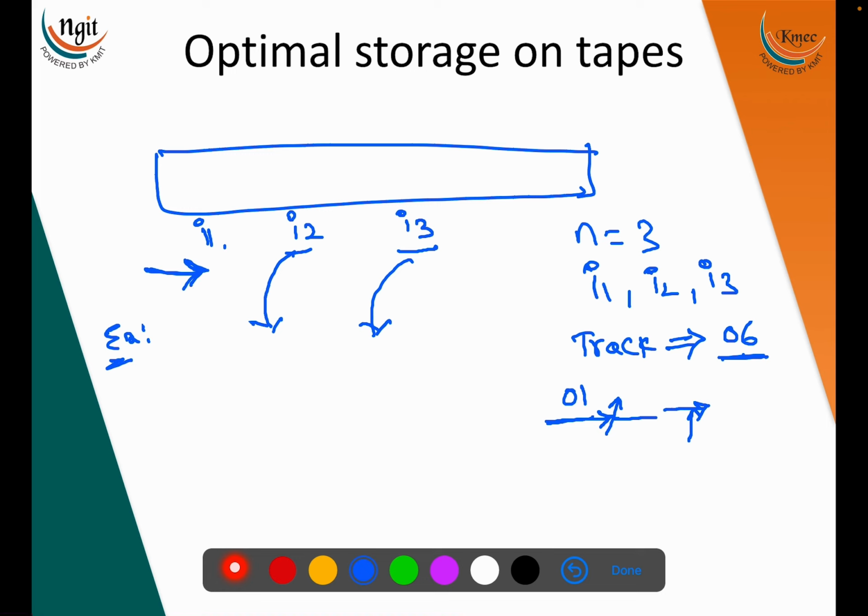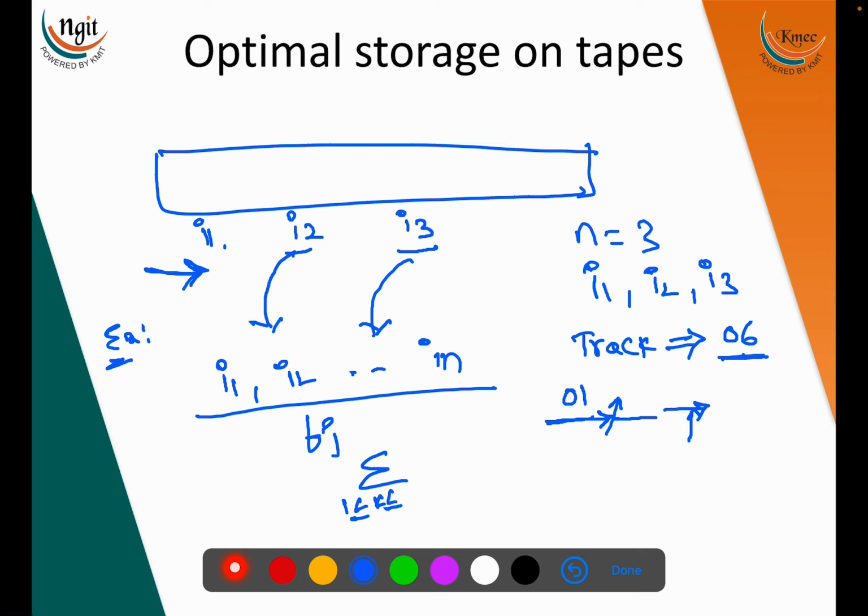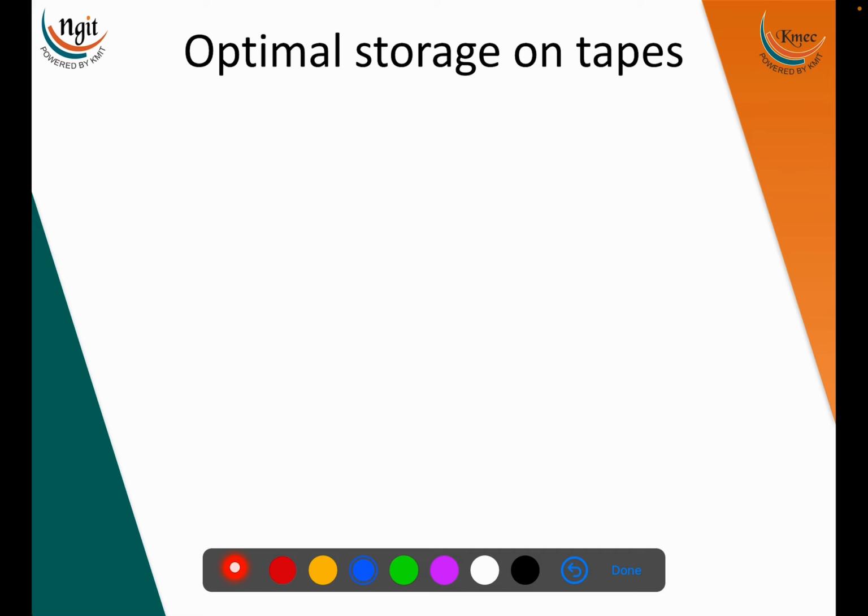Hence, if the programs are stored in the order I1, I2 up to In, the time Tj needed to retrieve the program Ij is proportional to the sum over k from 1 to j of L_ik. This is the retrieval time. If you do not keep them in sorted order, there will be many permutations. Now, let's see with the example.